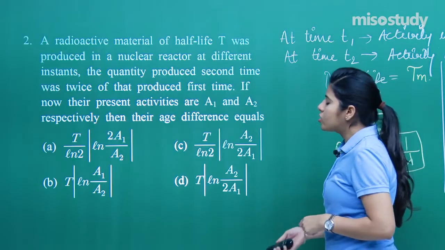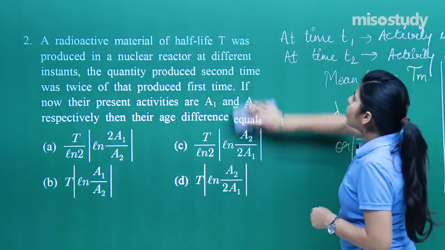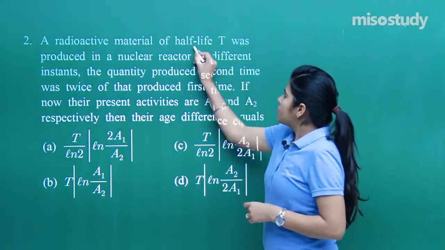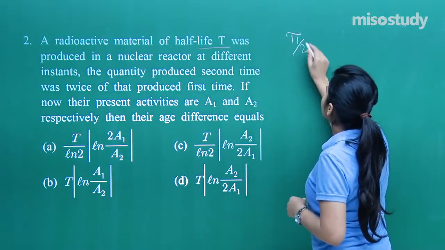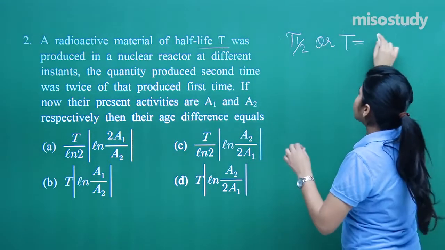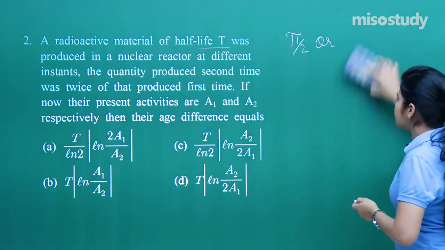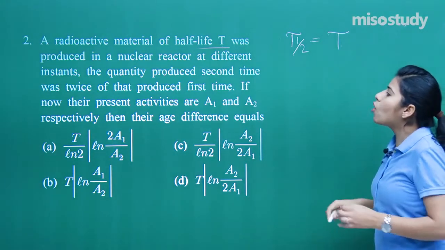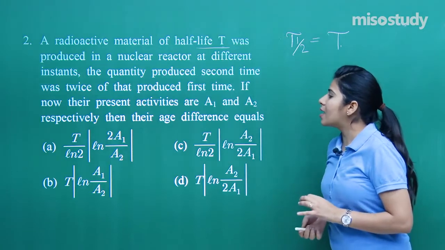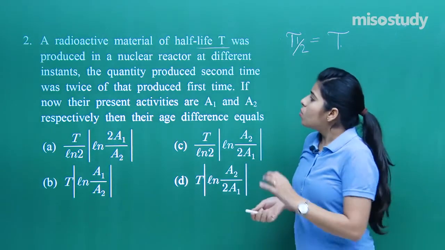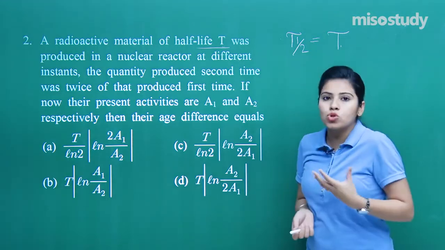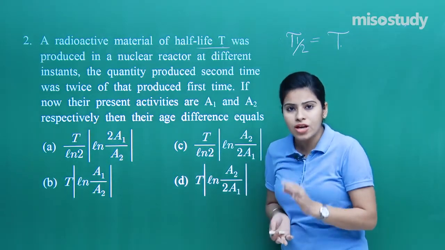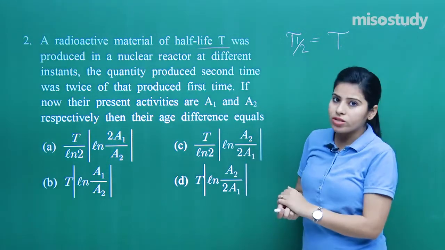Okay, so the second question that I can see over here is that we have been given a radioactive material of half-life T. That means T half, or you can write it as capital T. It was produced in a nuclear reactor at different instants. Now, the quantity produced the second time was twice of that produced the first time. Okay, so we got that.